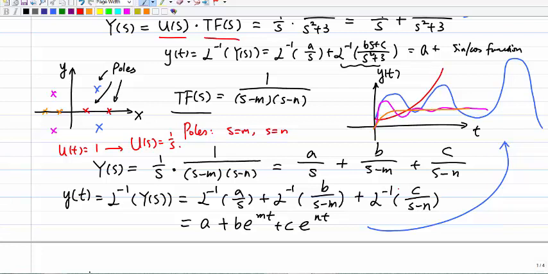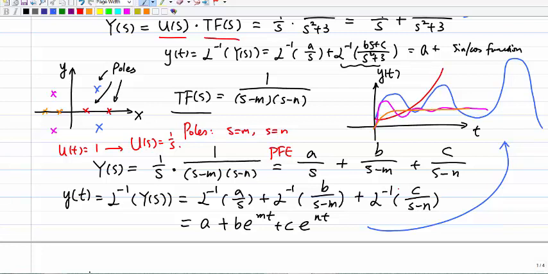So my Y(s) is 1 over s times 1 over (s minus m)(s minus n). This is my transfer function times my input. Assuming m and n are different, to make it a little simpler, according to the partial fraction expansion, I can rewrite this as a over s plus b over (s minus m) plus c over (s minus n). If we take y(t), which is the inverse Laplace transform of Y(s), and invert each term individually using the linear property, the output is y(t) equals a plus b times e^(mt) plus c times e^(nt).